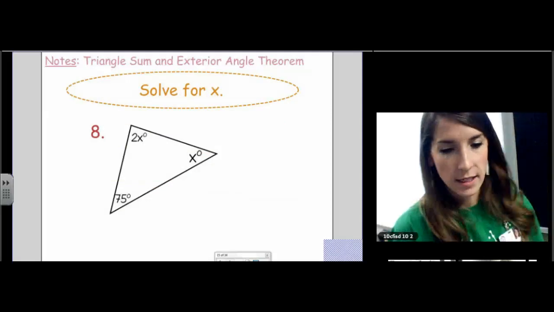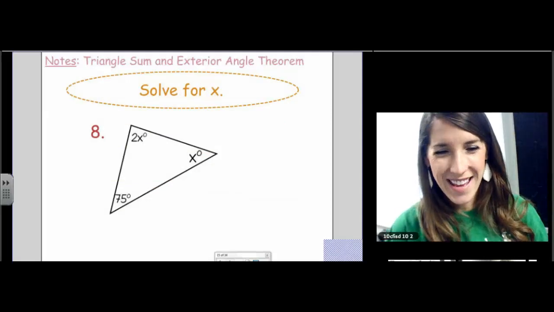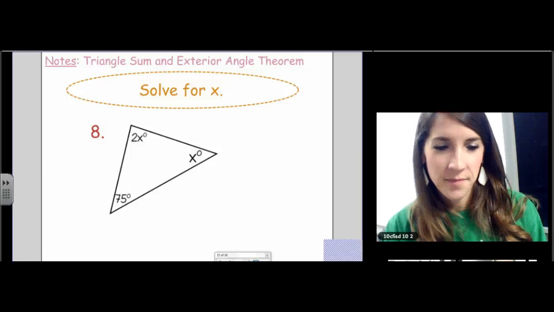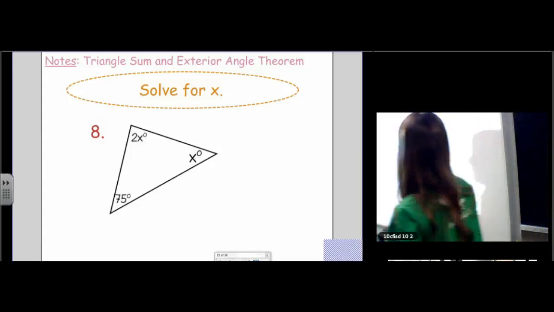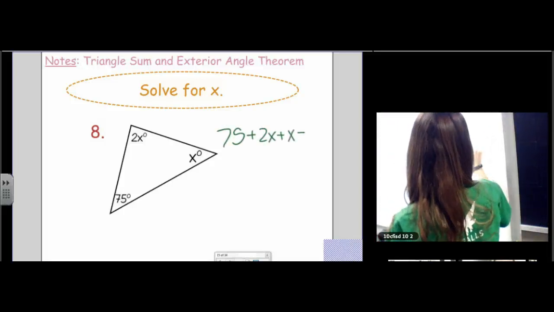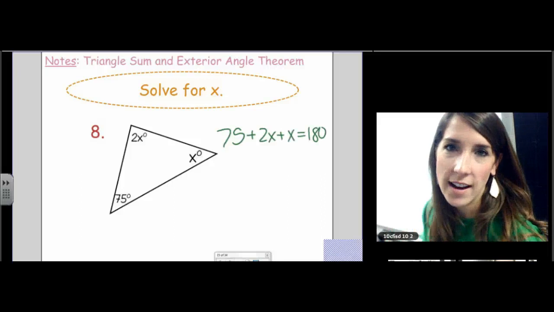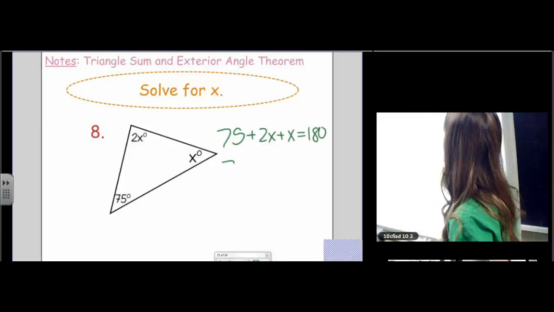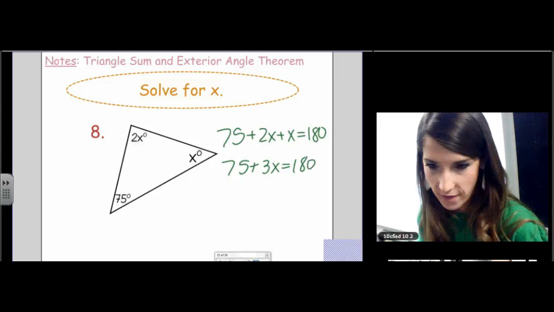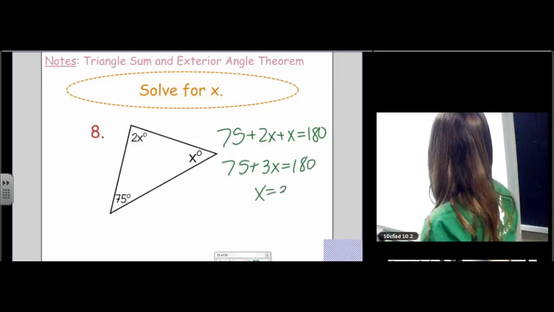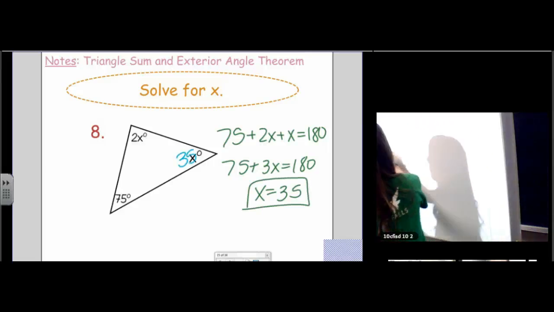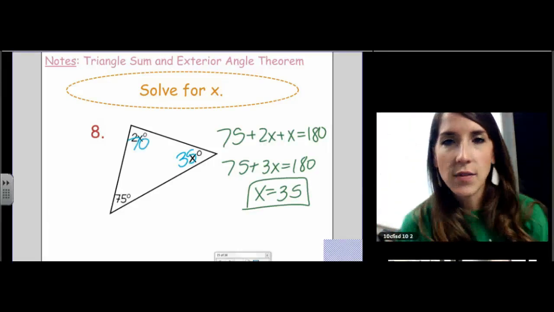Let's put it into practice. Find the value of x and then plug it back in and find the measure of the angles. So am I insulting your intelligence? 75 plus 2x plus x equals 180 because the angles of a triangle add up to 180. And so we would combine like terms. We would solve for x and you get 35. Very nice. X is 35. And so when you plug it back in, this angle is 35. This angle is 70. What kind of triangle is this?